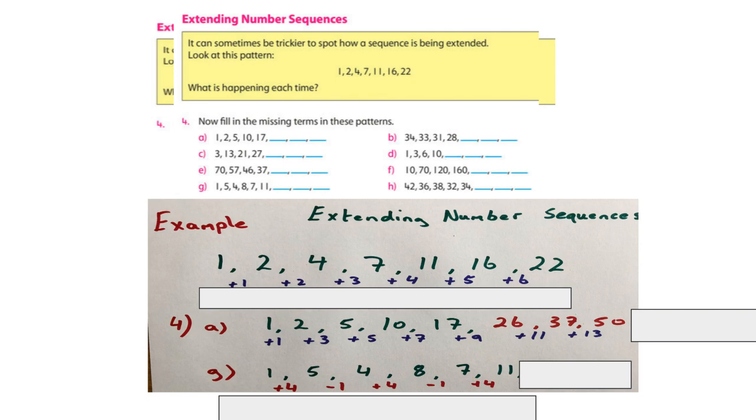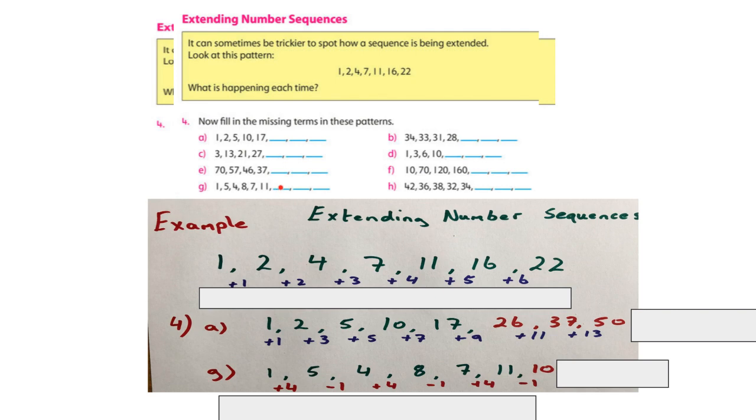So we can see a pattern building in this sequence of plus 4, minus 1, plus 4, minus 1, plus 4. So what comes next in the pattern of our operations? We'll have to have a look. So it will be minus 1. So 11 minus 1 will give us 10. 10 is our next term here.